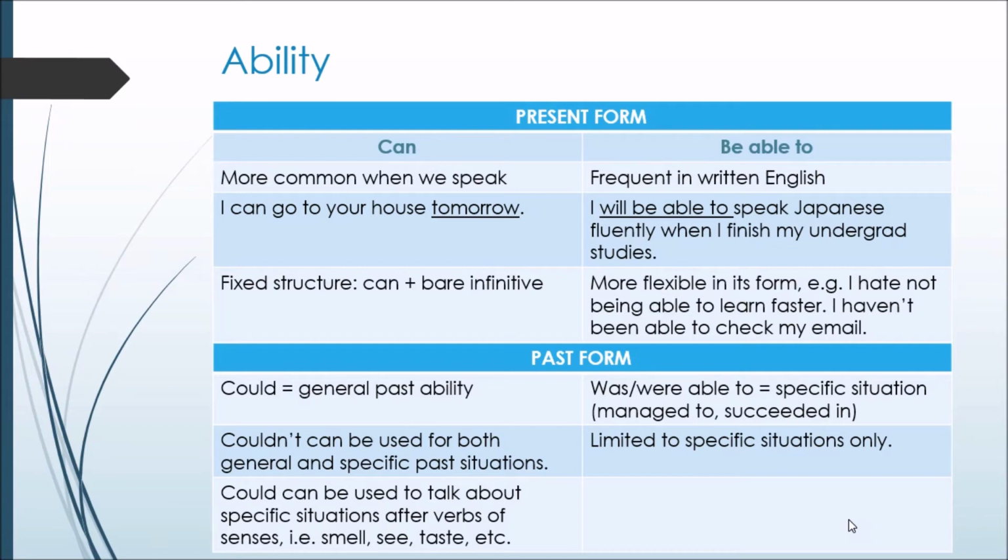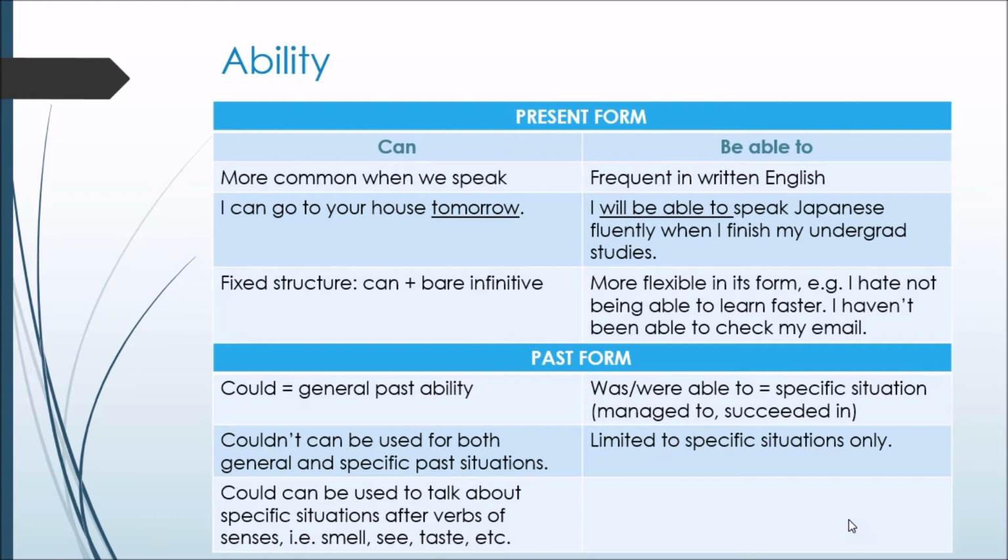Now, when we use be able to, it is way more flexible in terms of forms. It takes different aspects, and therefore, had not being able to learn faster, or I haven't been able to check my email, gives us a broader spectrum of possibilities. But in terms of meaning, they both show ability. But if we go to the past, things are quite different.